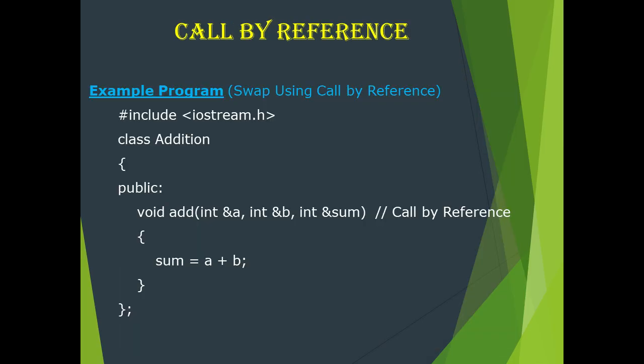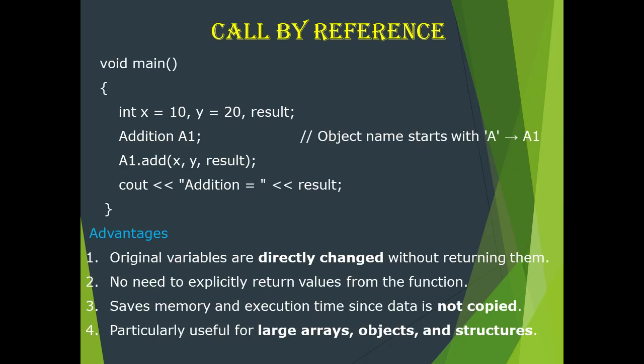Consider this program. In this program we are going to perform the addition operation. In the main function we have assigned two values for x and y, and we have taken a class. The class name is addition. To access the function add in the class, we have created an object, say a1. With the help of the object we are calling the function add, which contains three arguments: the value of x, the value of y, and result. We have not set any value for the result. We are simply passing the variable to the function.